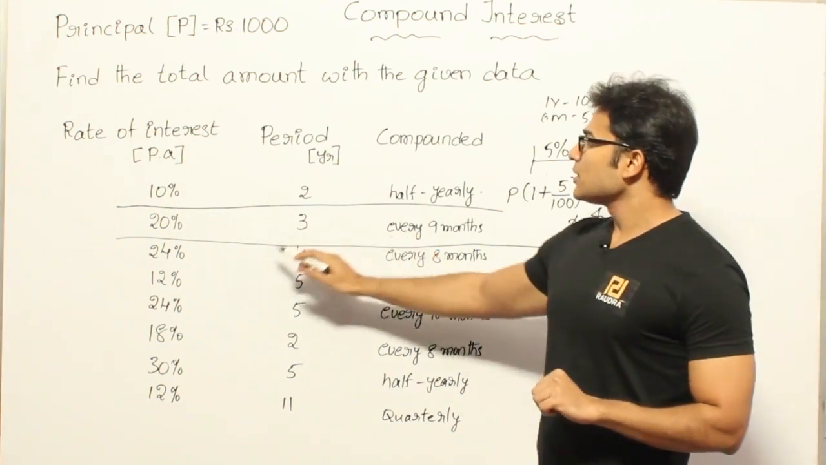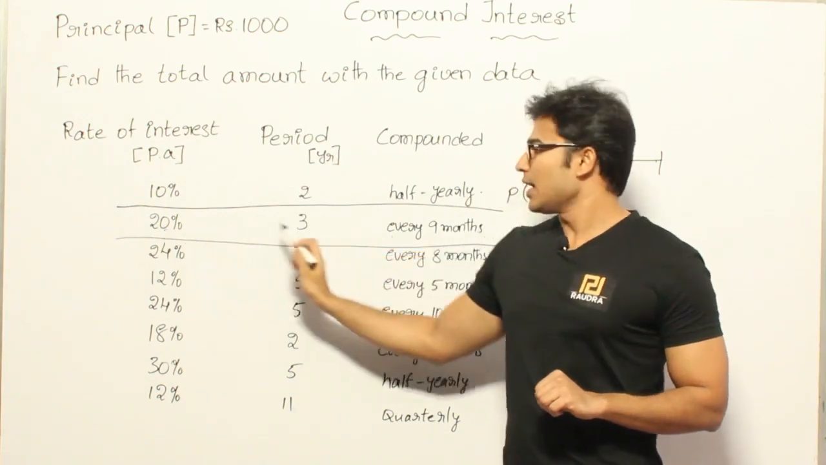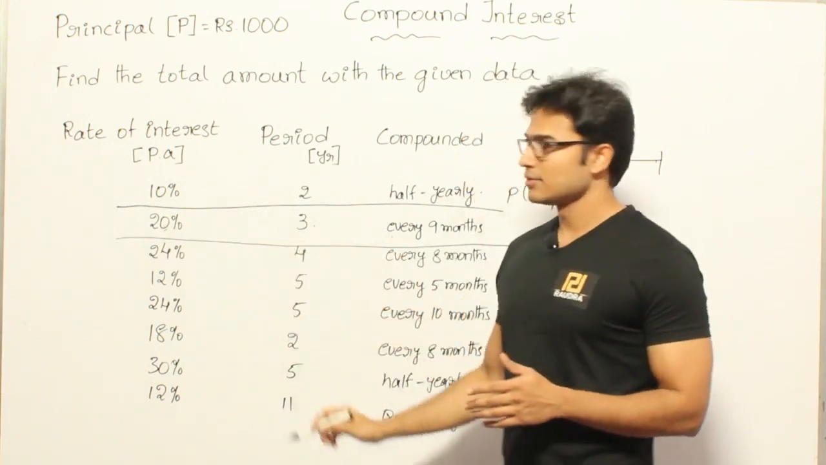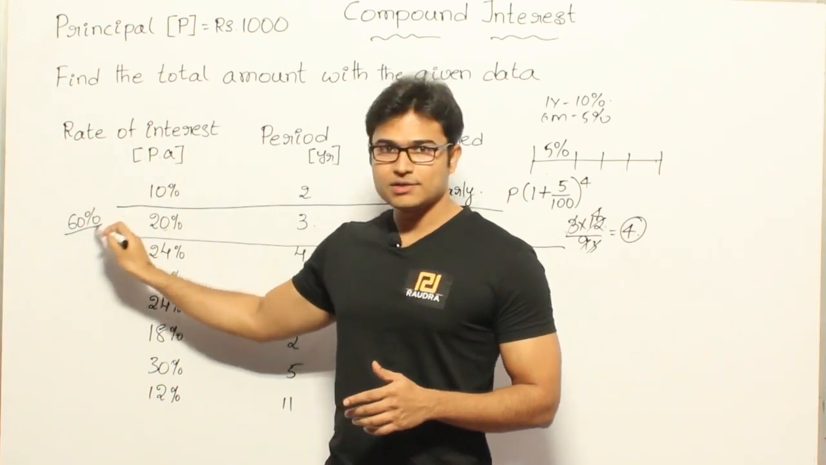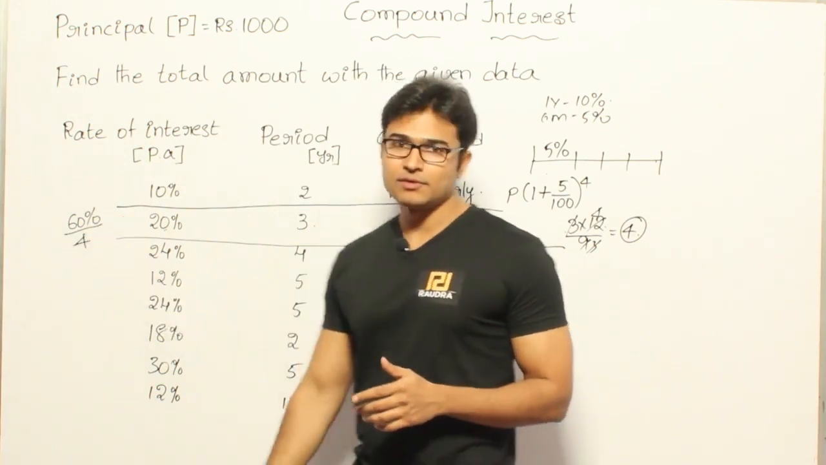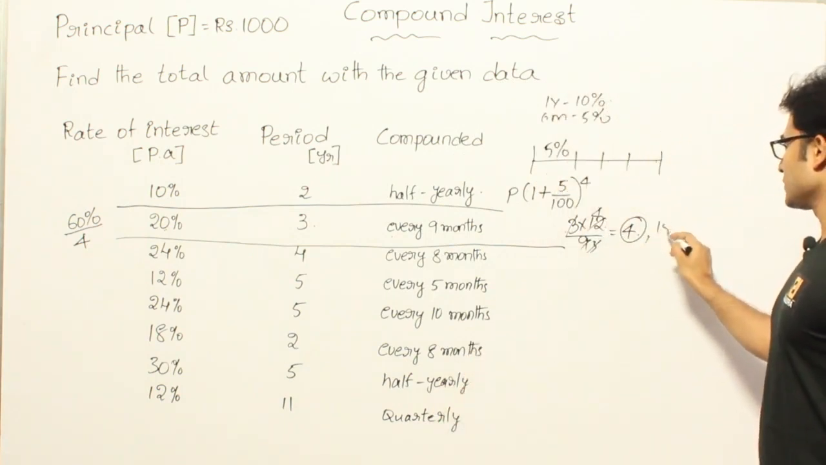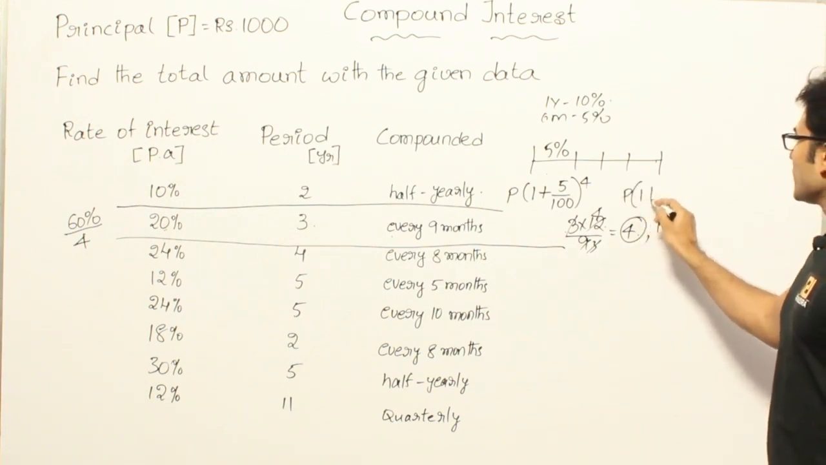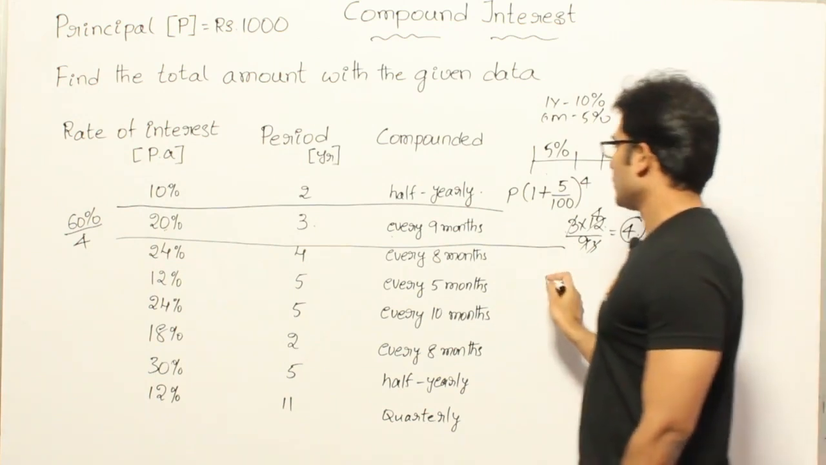Now what is the total rate? 20% is the rate given per annum, and it is given for 3 years. Therefore the total rate is 20 into 3, which is 60%, and it is divided into 4 slots. Therefore for each slot we are going to get 15. So the rate of interest is 15, and the number of slots is 4. So what is the answer? P into 1 plus 15 by 100 whole power 4. Got it? Okay, now look at the next one.